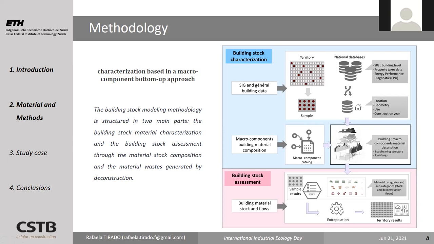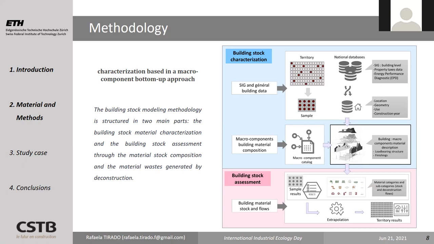The analyzed building stock is constituted of residential buildings and non-residential buildings. For our segmentation, we consider in the residential sector the individual houses and the multifamily houses. In the non-residential buildings, we consider only the office, industrial, and scholar buildings. The model uses only a sample of buildings to calculate material stocks and flows of all the buildings in that territory.